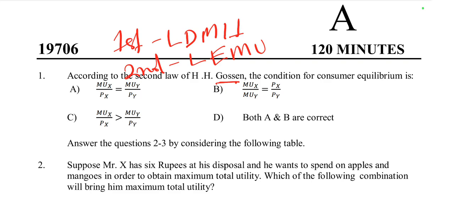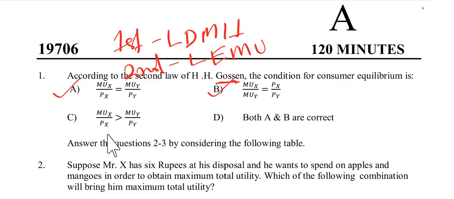So according to Gossen's second law, the condition for consumer equilibrium is MUX by PX is equal to MUY by PY. This is right because marginal utility of good X by price of X is equal to marginal utility of good Y by price of Y. Then MUX by MUY is equal to PX by PY. It is just the reverse case. MUX by MUY means marginal utility of X by Y is equal to price of X by price of Y. These two are similar concepts. So options A and B are correct.